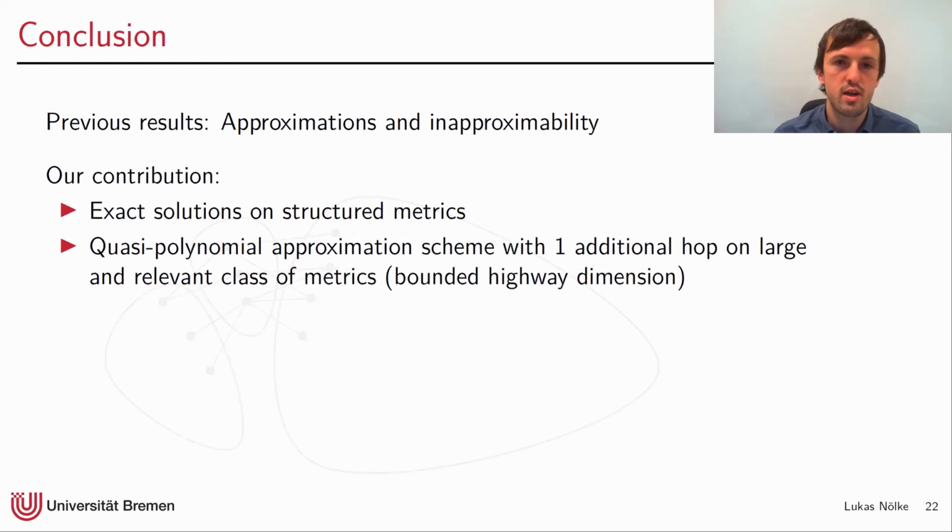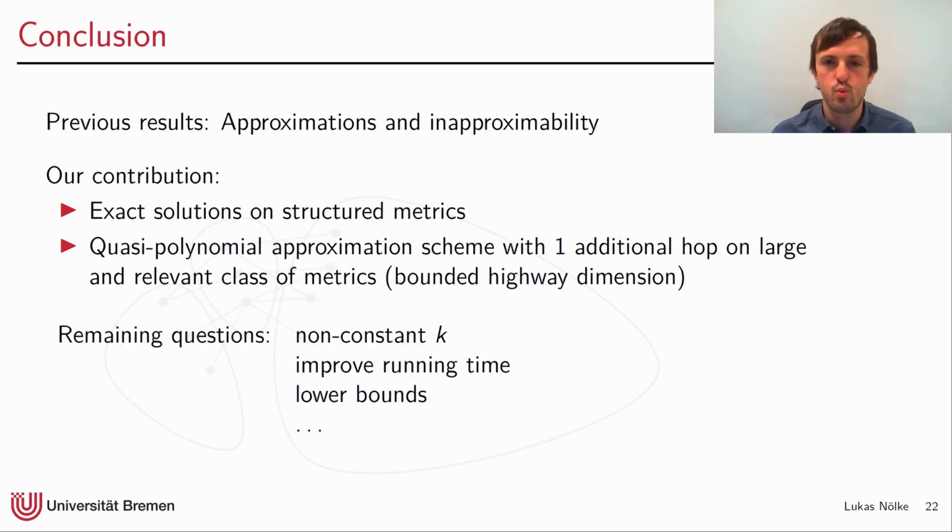So to conclude, while previous results only consider approximation algorithms and inapproximability, we give exact solutions on well-structured metrics. We also give a quasi-polynomial time approximation scheme that uses one additional hop as resource augmentation on metrics of bounded doubling dimension, which is extremely relevant for practical applications. Some open questions are whether or not the dependency on k in the running time can be dropped to improve the running time or to show matching lower bounds.